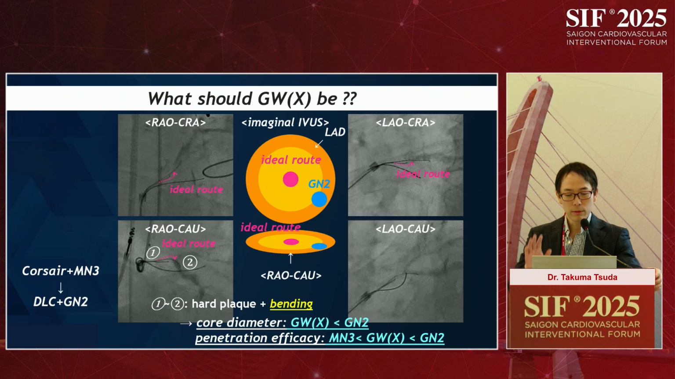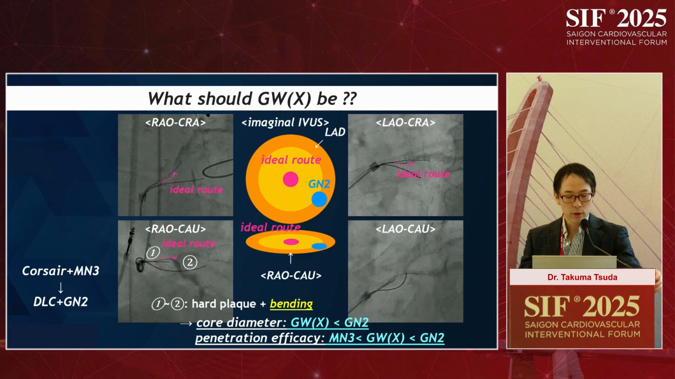The upper side, 12 o'clock, is the epicardial side. But in the RAO cranial view, it clearly demonstrates the ideal route should have a more bending course, and in the LAO cranial view also more bending. So Gaia Next looks too straight, it goes too straight. That's why Gaia X should be a more flexible, more deflectable one. We have to select that as the next.